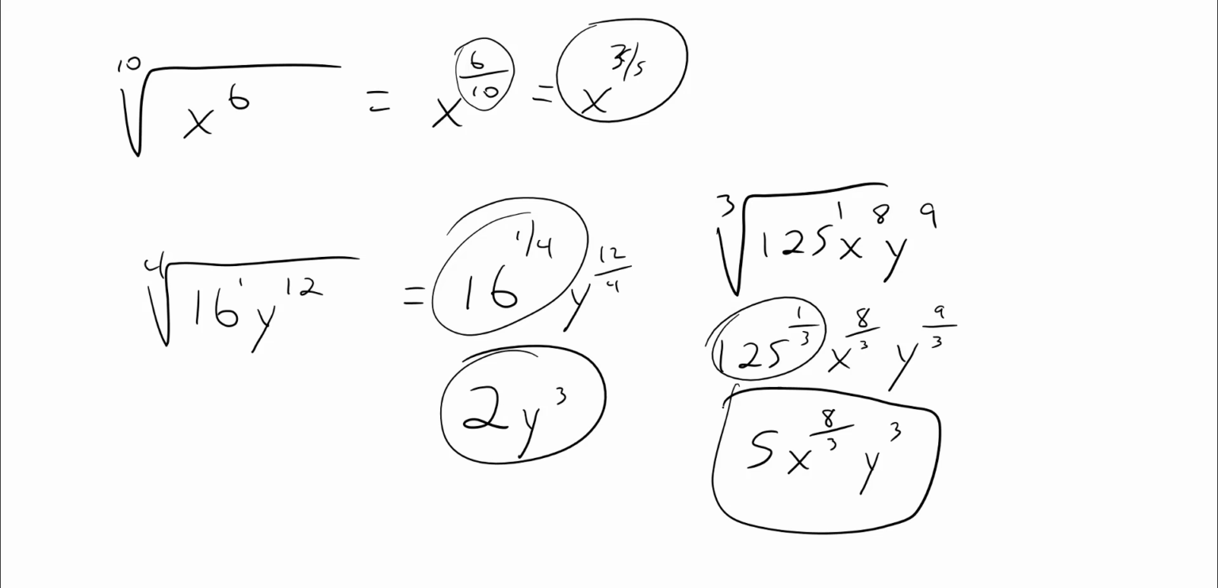So anyway, I kind of showed you how to go back and forth between writing as a rational exponent and writing it as a radical. It's important to understand the difference between the two.